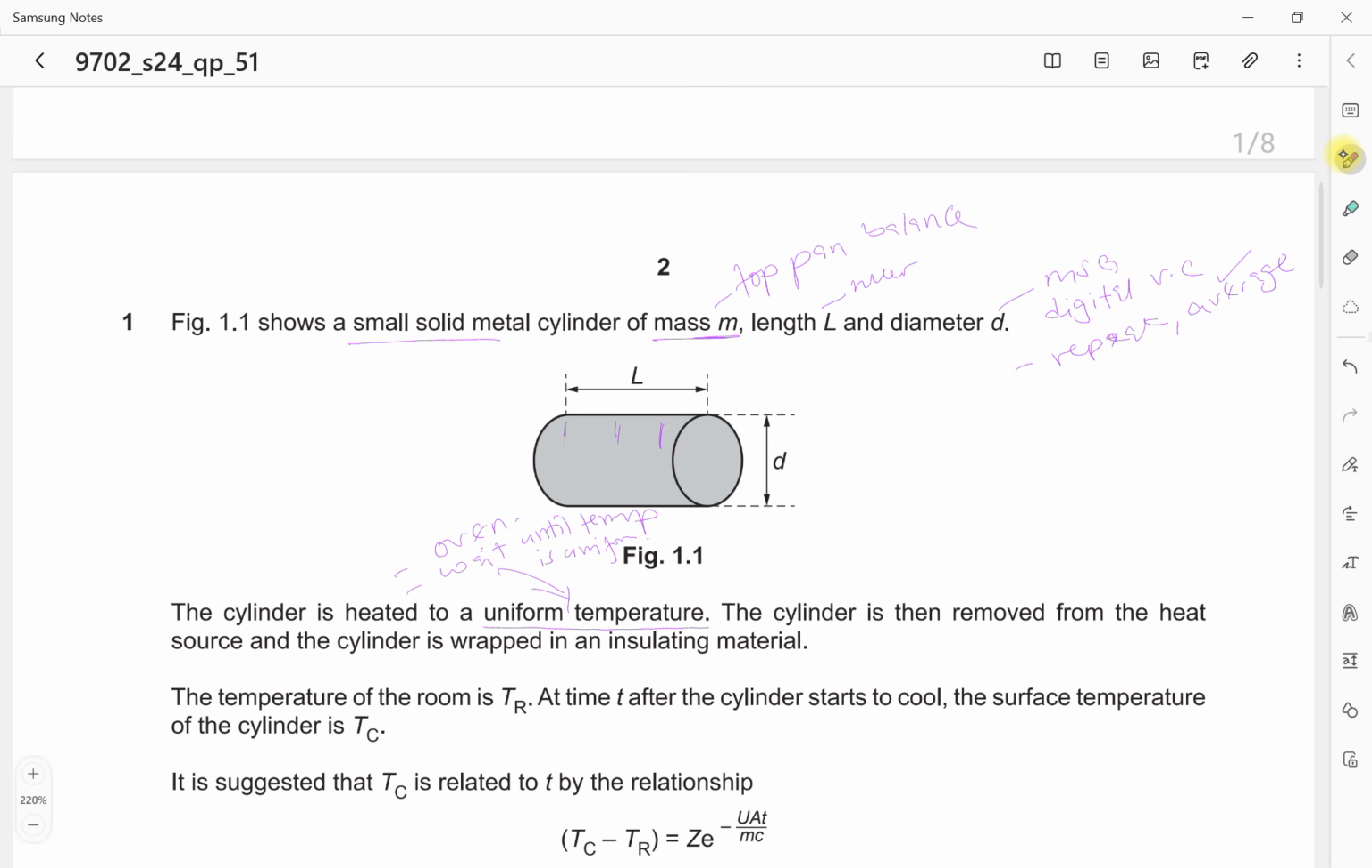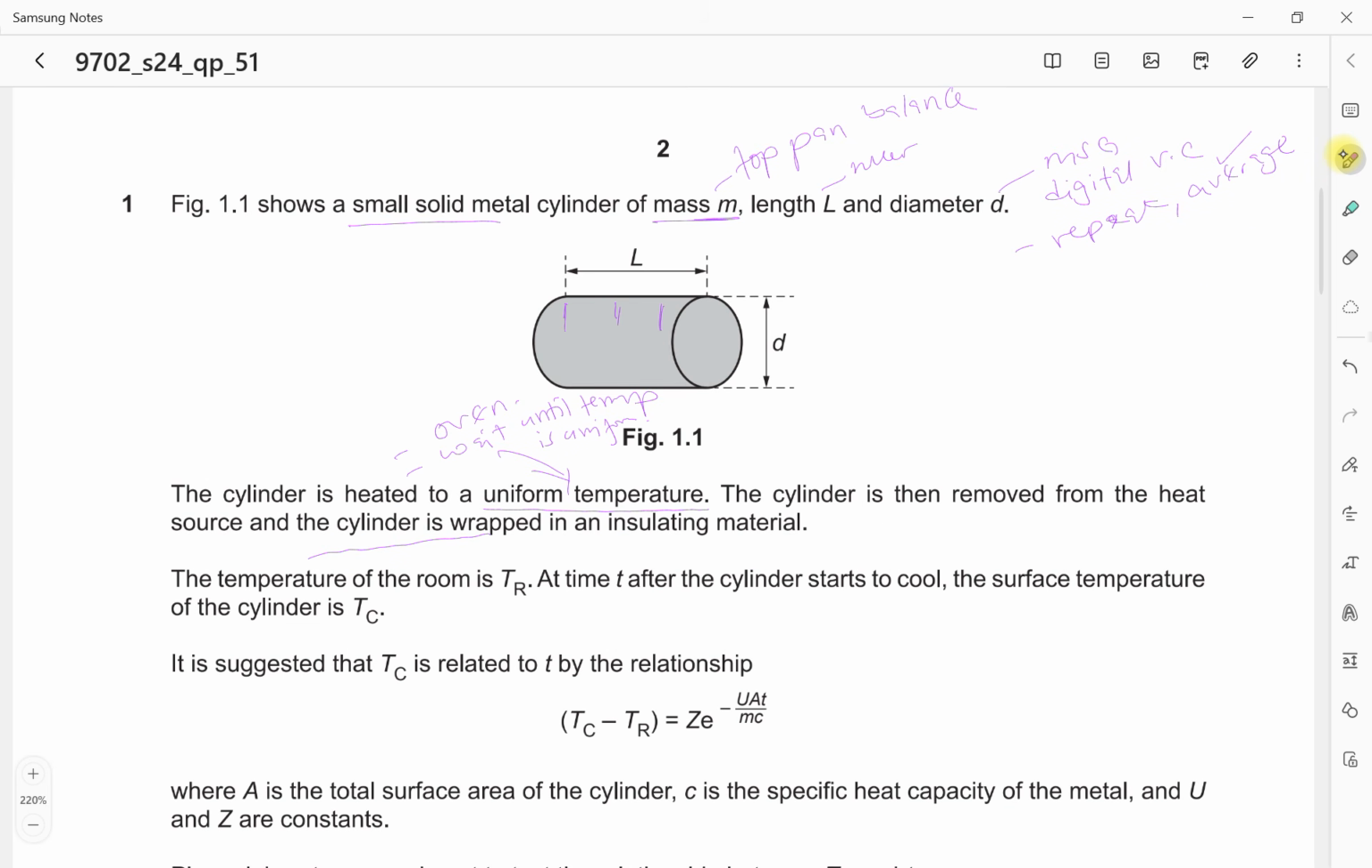Then the cylinder is removed from the heat source and wrapped in an insulating material. Of course, if it is going to be wrapped in an insulating material and I'm going to repeat the measurement, I must make sure that the thickness of the wrapping material remains constant. So I'll keep the thickness of the wrapping material constant for each value which I repeat.